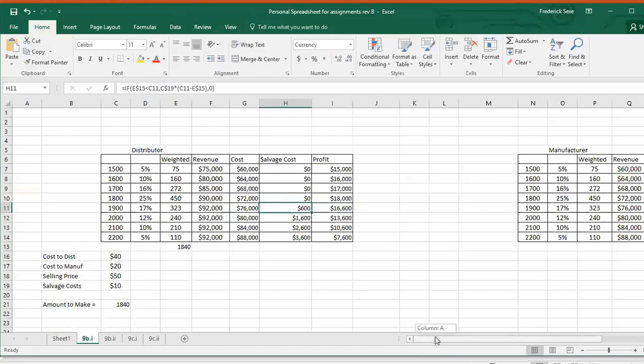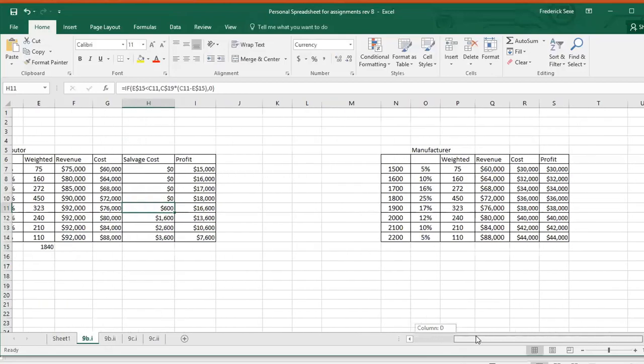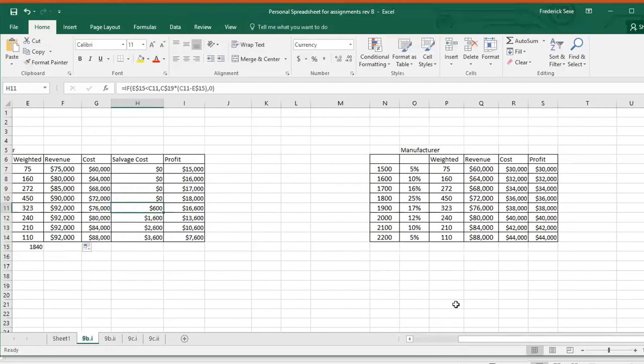Okay, so go on to the manufacturer. This is very straightforward. The manufacturer is basically going to build what is ordered. So we basically say, okay, once again, we have the weighted distribution. We don't really use this for the manufacturer. So don't worry about this column, it isn't useful here. I just keep it here because I just cut and pasted it from this end.